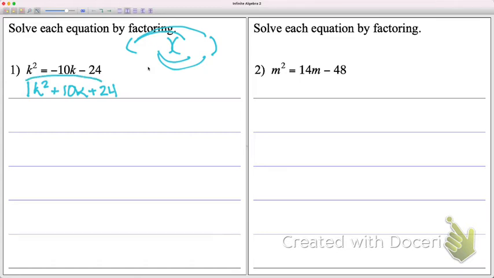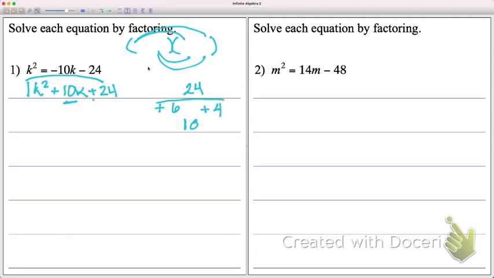So we take 1 times 24 and get what? 24. So the factors of 24, this is plus, so they have to add to what? To 10, the middle. So we have to get 10. And they're both going to be positive. What are the factors of 24 that add to 10? 6 and 4. Yes.